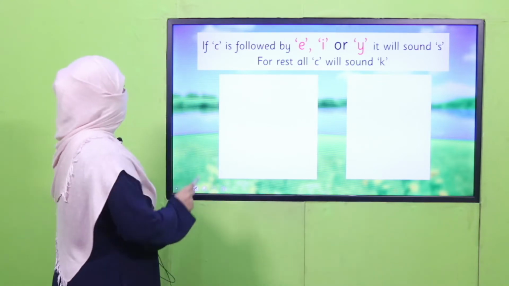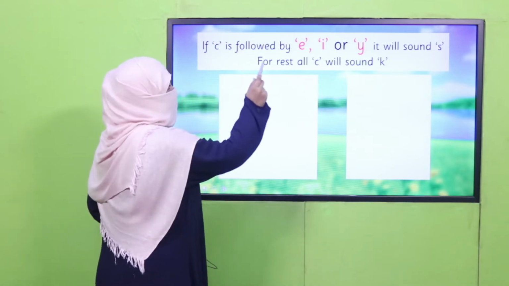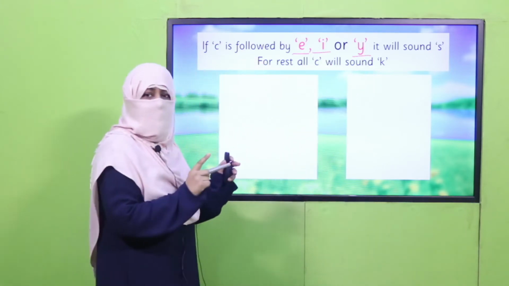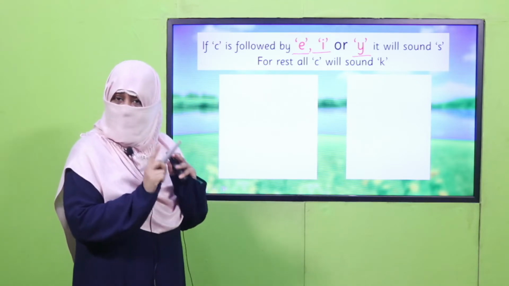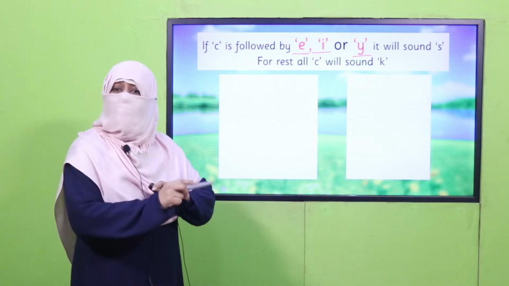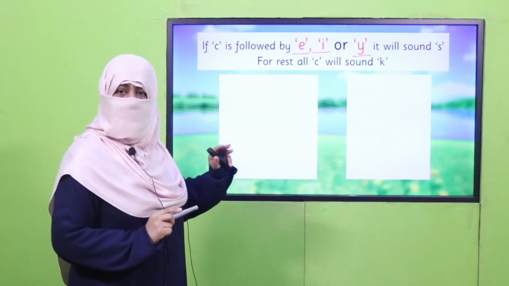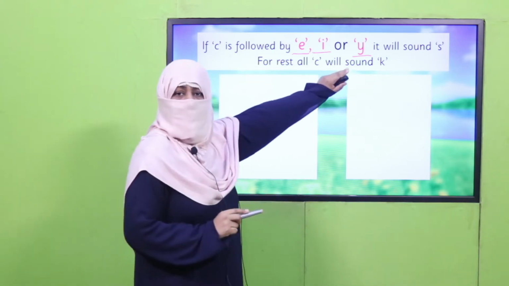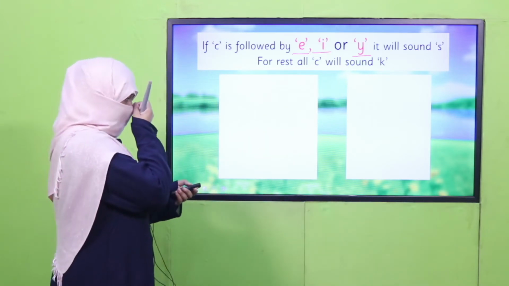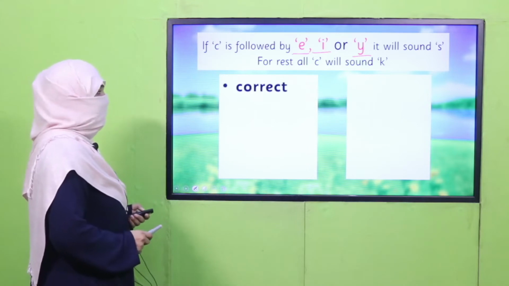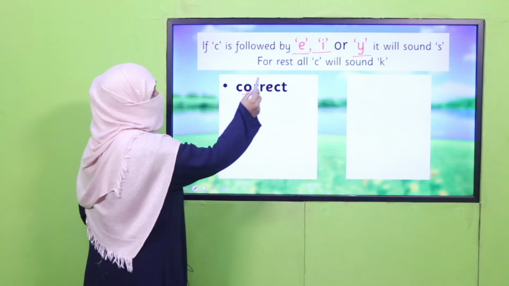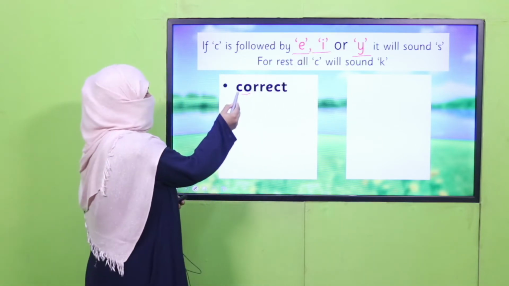So my dear children, now you will focus. If you find E, I, Y, these three letters, we will say the soft sound of C, and that is S. And in the rest of all the cases, if C is not followed by any of these three letters, you will say its hard sound, that's K, right? The way we are going to say these words. The first word is, how we'll say it? Because it's followed by O, and O is not one of the letters, that's why it will sound hard.